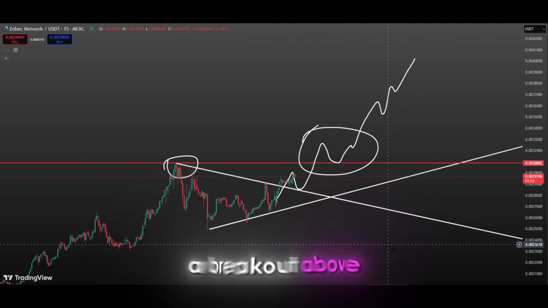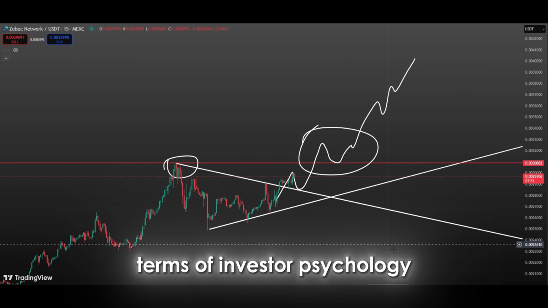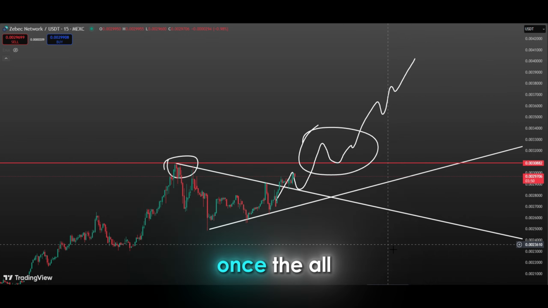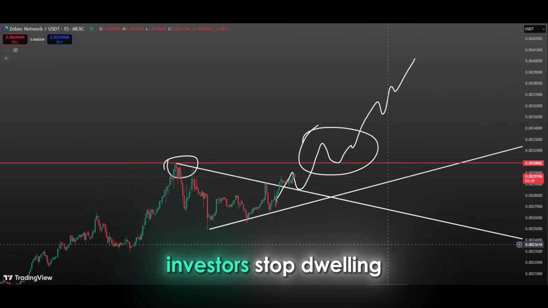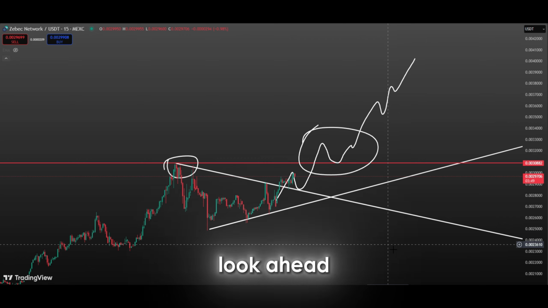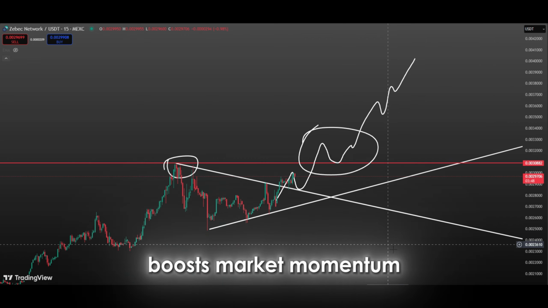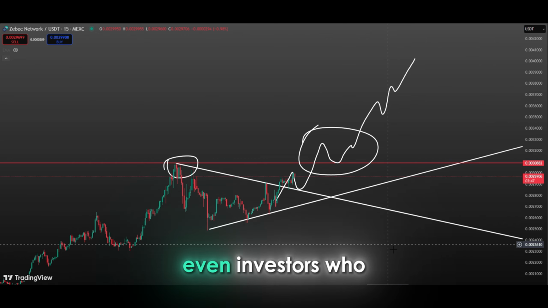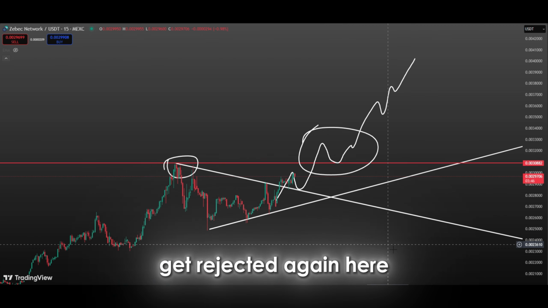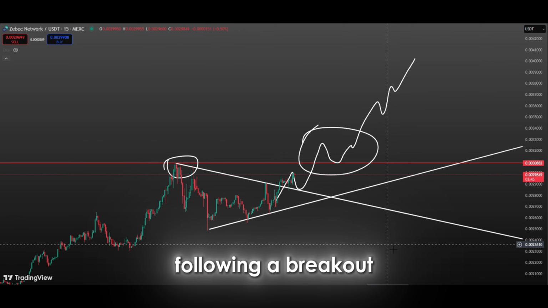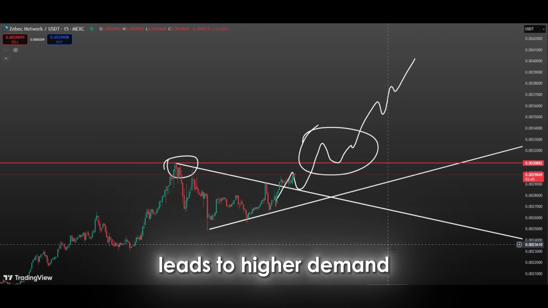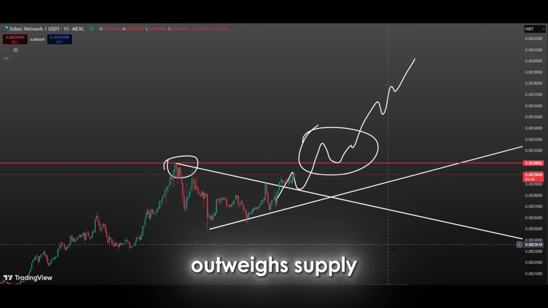A breakout above this red line is significant not only from a charting perspective, but also in terms of investor psychology. Once the all-time high is surpassed, investors stop dwelling on the past and begin to look ahead. This shift significantly boosts market momentum. Even investors who were previously hesitant, wondering, will it get rejected again here, may gain confidence following a breakout. This increased confidence leads to higher demand, and when demand outweighs supply, prices can surge rapidly to new highs.